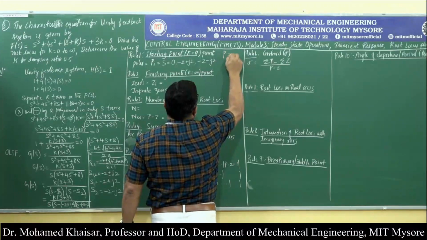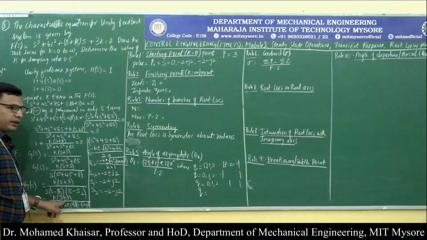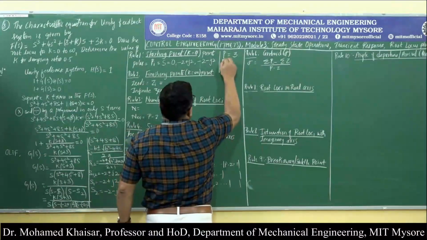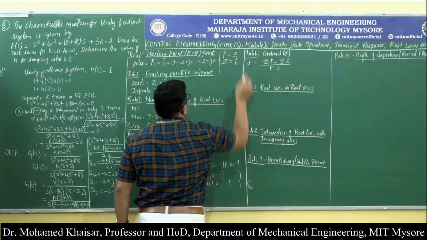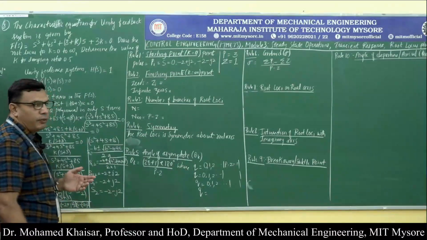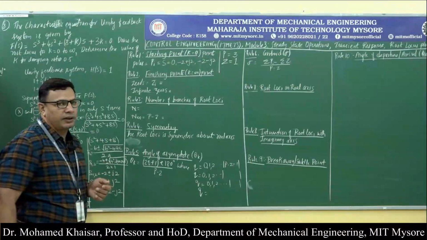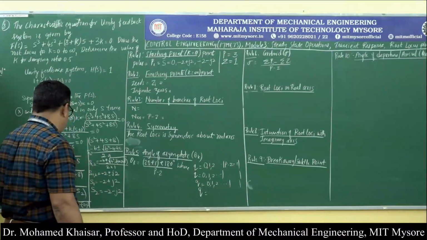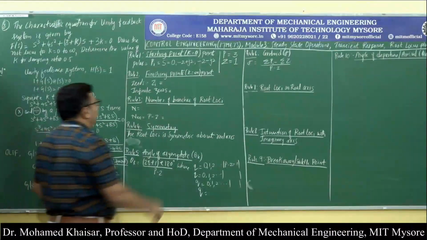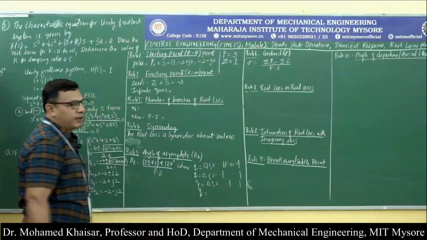So the total number of poles is 3, and how many zeros are there? There is only one zero if you see the numerator. So the total number of zeros will be 1. Then the finishing points. Finishing points are also called k equal to infinity points, and they are nothing but the zeros of the given open loop transfer function. If you observe over here, there is one zero, that is s equal to minus 3.